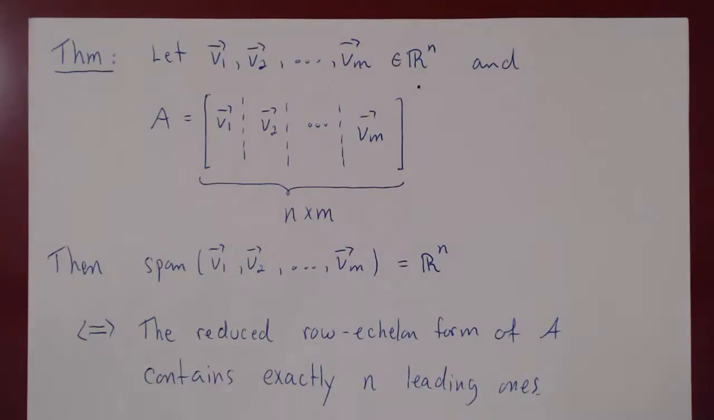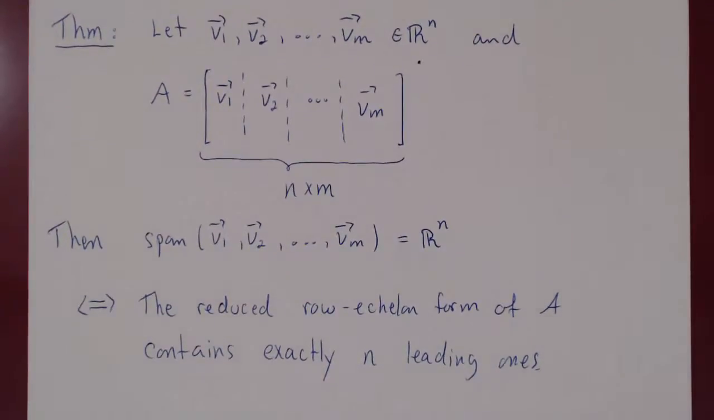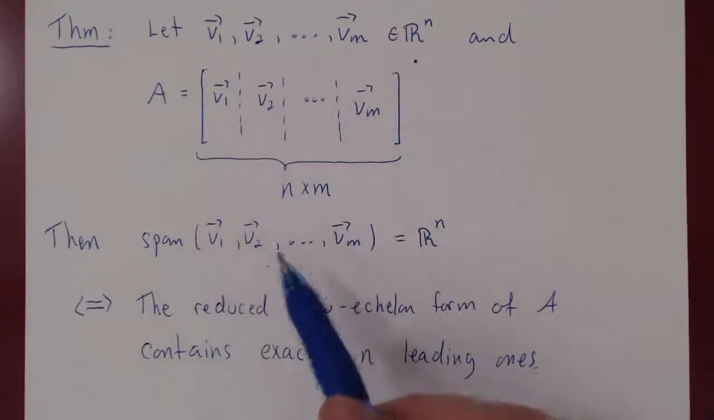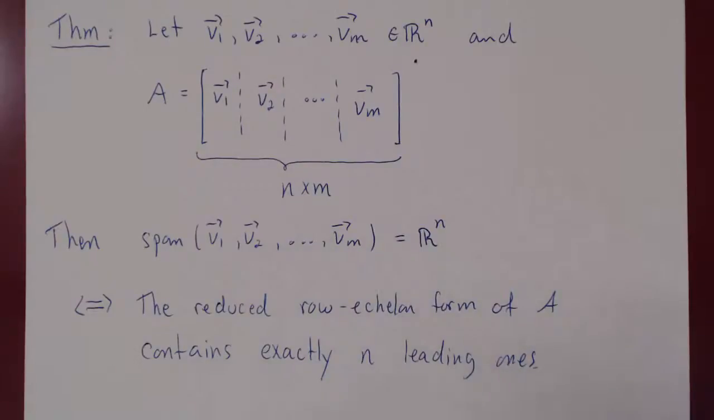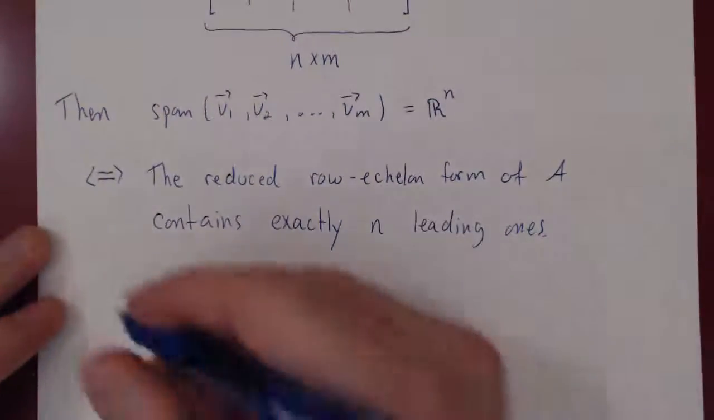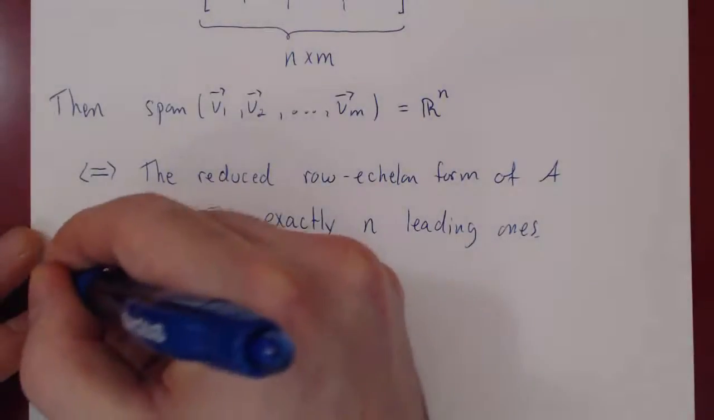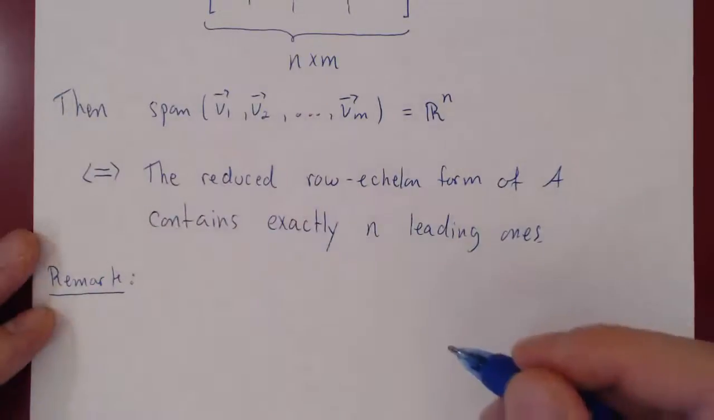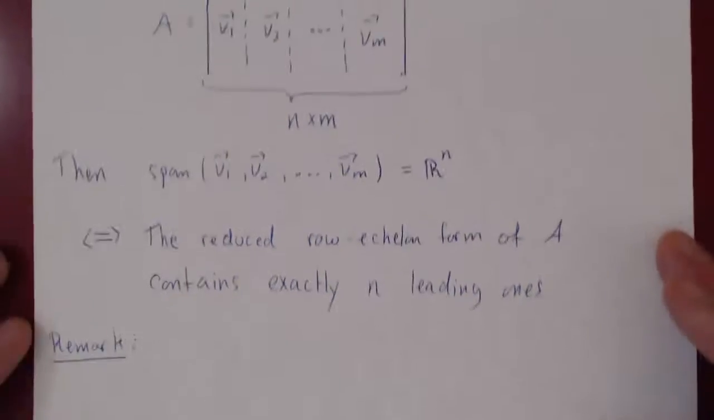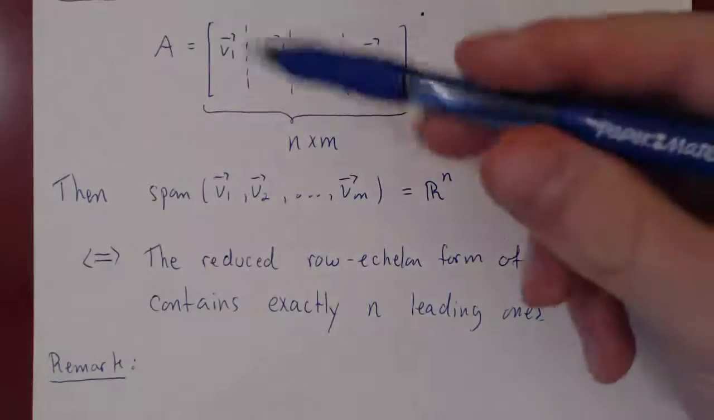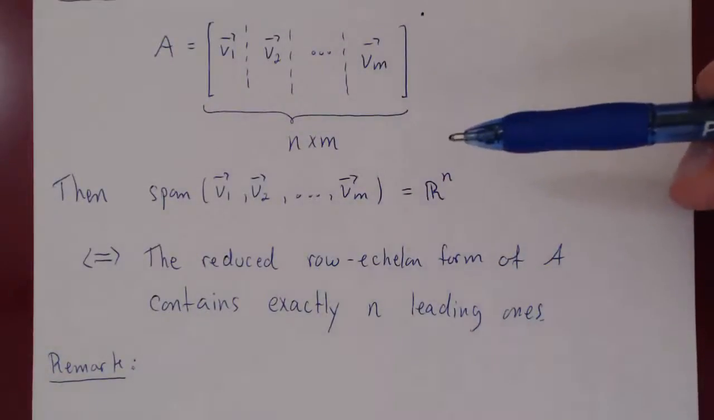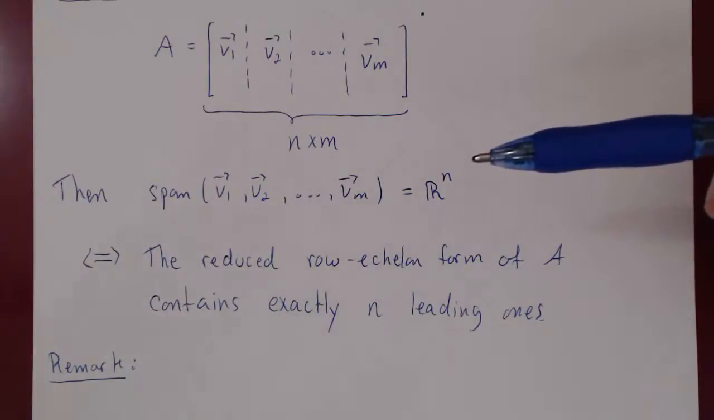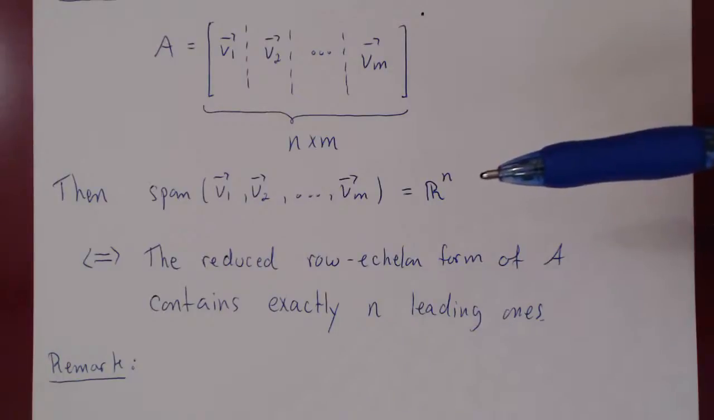Now, one last very short remark, and that is, sometimes you don't have to row reduce the matrix to know that the vectors do not span Rn. So there are sometimes shortcuts. And the shortcut here is very simple. Think of it. If you have an n by m matrix, when you row reduce, a row can never contain more than one leading one, and a column can never contain more than one leading one.